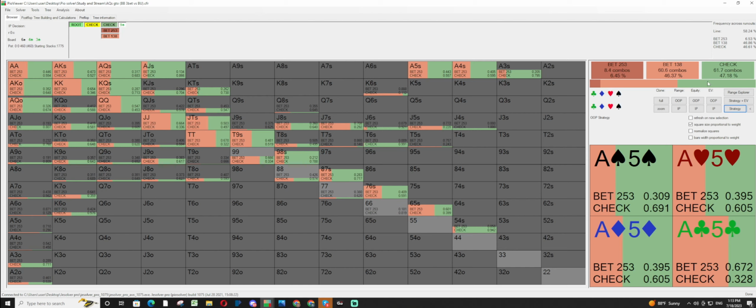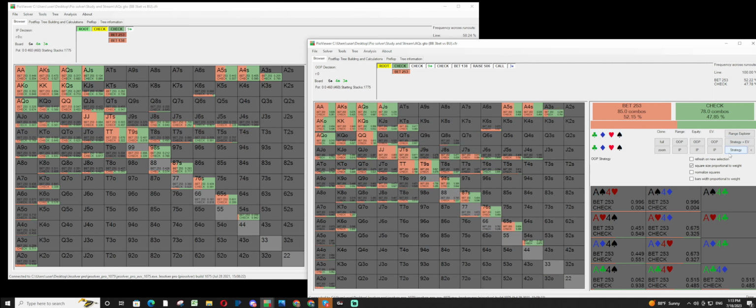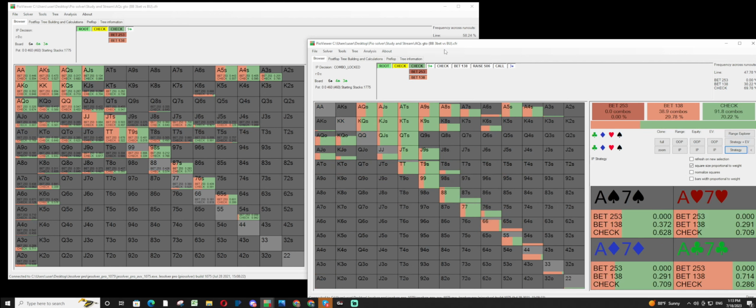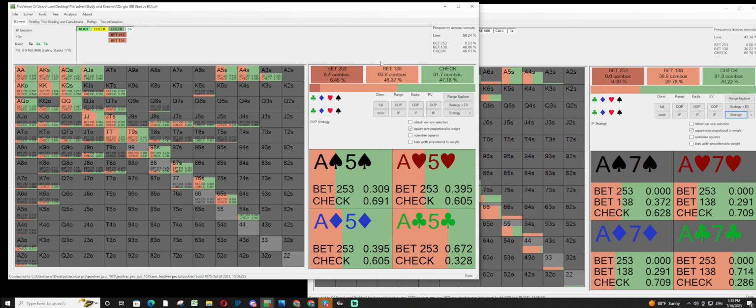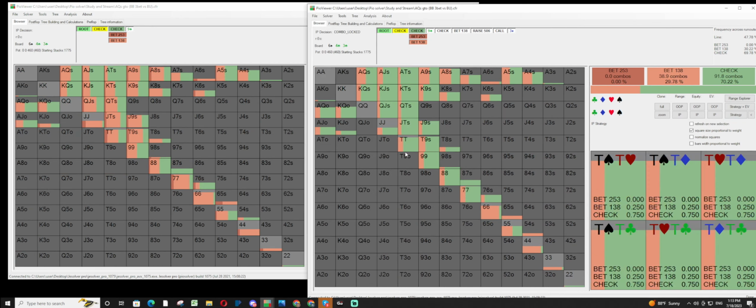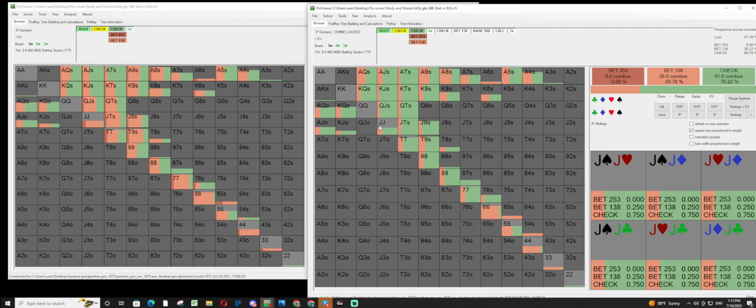So what happens when a guy is not stabbing at this frequency and he's understabbing? This is the subject of this video. So I went and tried to node lock his range, and the node lock I chose to do is I removed from his range some stabs with the pairs. So he's stabbing less with any pairs, 7s to jacks.